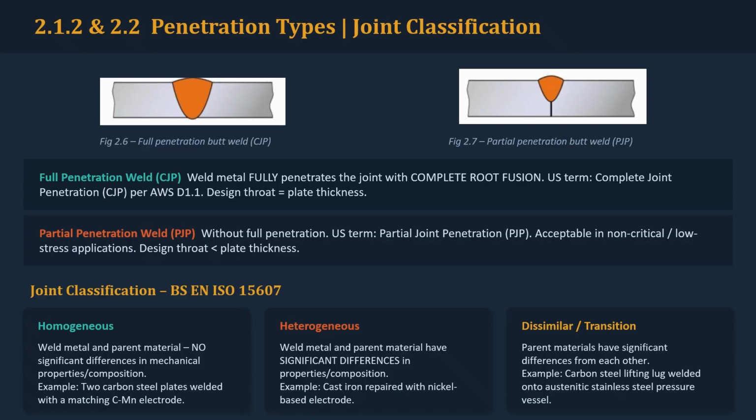Now we introduce another classification: homogeneous, heterogeneous and dissimilar or transition joints. A homogeneous joint is one where the weld metal and parent material do not have significant differences in composition or mechanical properties. A heterogeneous joint has significant differences between the weld metal and parent material. A dissimilar or transition joint involves significant differences between the two parent materials.